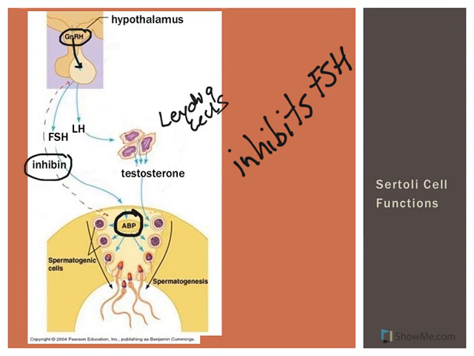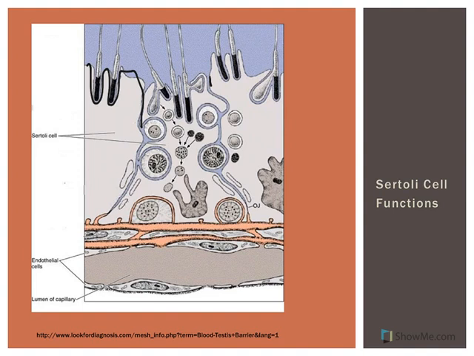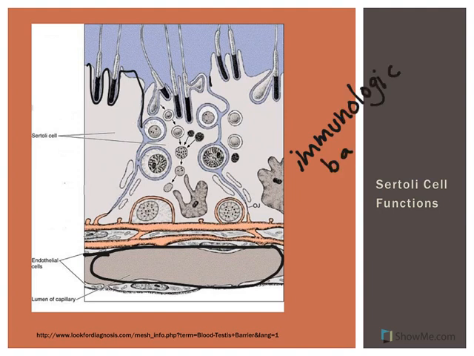Now, one more thing that those Sertoli cells do, and you can maybe see it here, is you'll notice there are endothelial cells here, and here it says lumen of capillary, which is blood. Well, remember learning about the blood-brain barrier? Well, we have what I'm going to call, in air quotes, a blood-testis barrier, or some people refer to it as a Sertoli cell barrier. It's an immunologic barrier. Okay, so I'm going to write that out for you. Immunologic barrier.